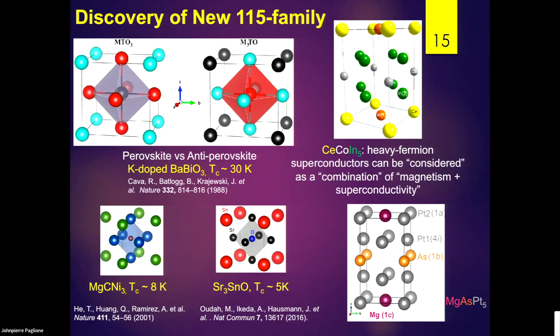The common rules is, if you look at the materials, they show interesting properties. These materials always run in family. These properties always run in family. So like the cuprates, like the iron arsenic superconductor, if BaFe2As2 is a superconductor, highly possible SrFe2As2 is also a superconductor. So they run in family.